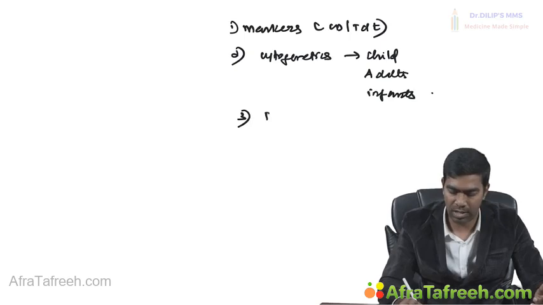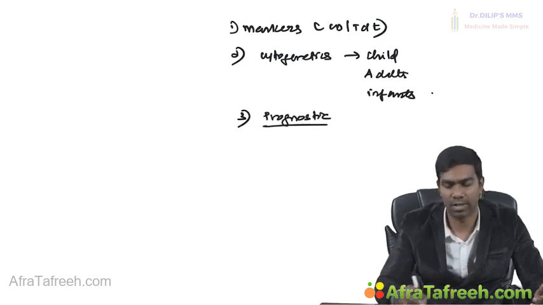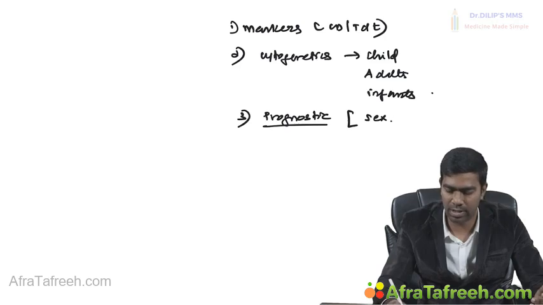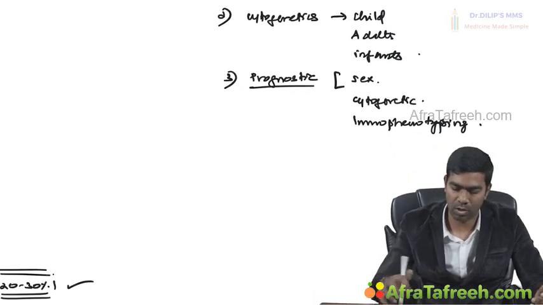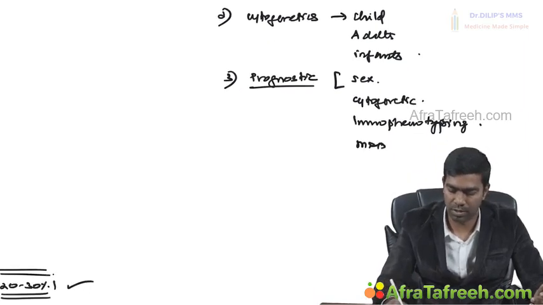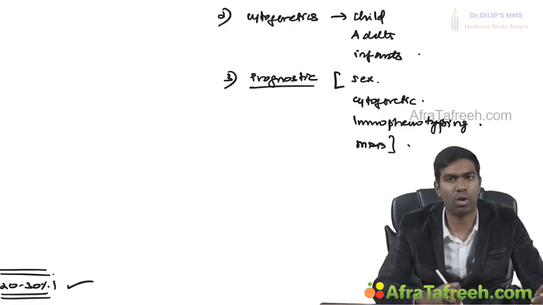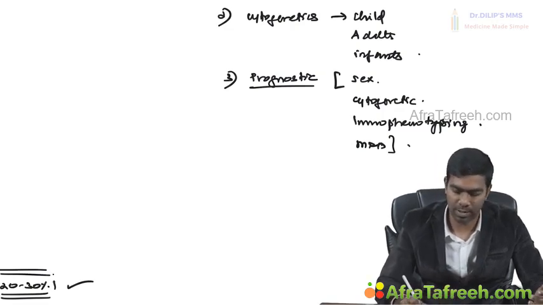Number 3, the prognostic factors, risk stratification, prognostication. Typically, I told you 4 points that are important. One is the sex related thing, second is the cytogenetics related thing, and third is the immunophenotyping, what ALL has a good risk and what has a poor risk, and finally your minimal residual disease. So this could be the probable thing that you might be asked in exam.